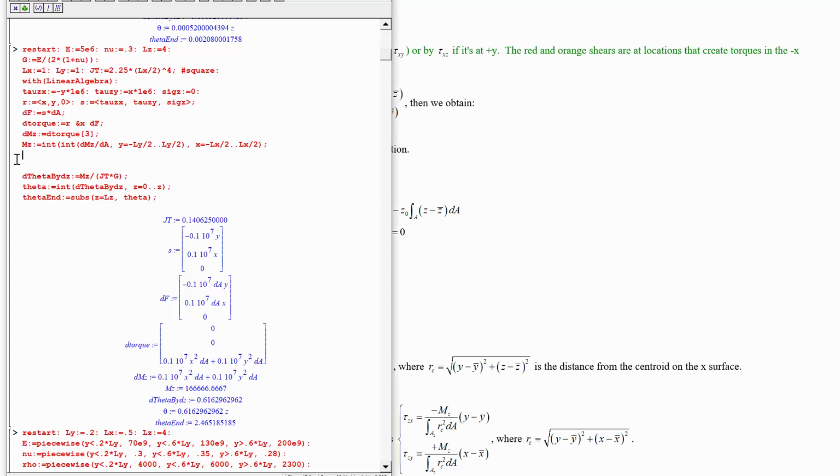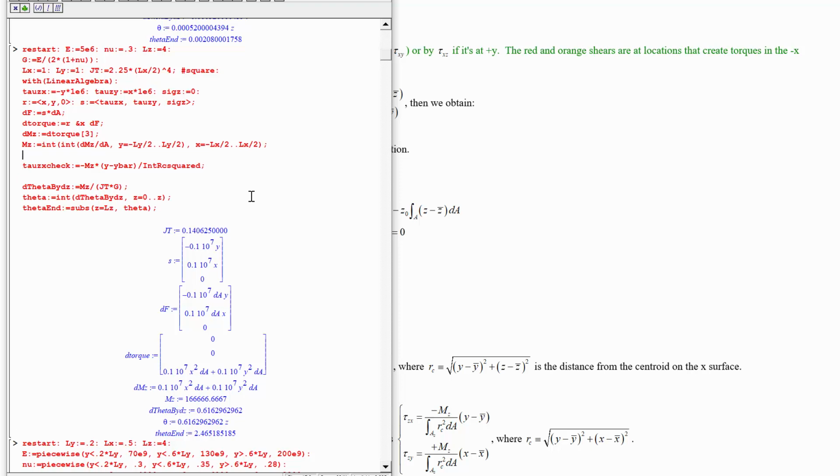Now for the Mz that we have, we can check what we would get. So let's say tau zx check is going to be equal to negative Mz times y minus y bar divided by the integral of Rc squared. Okay, so let's work out those things. So we'll say the integral of Rc squared is going to be the integral over this cross-section of the square of the distance from the centroid.